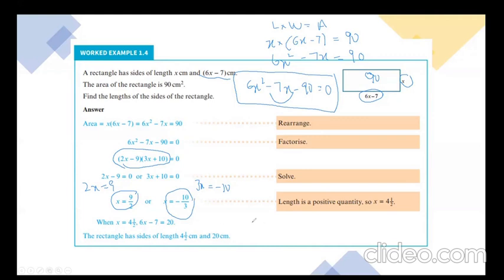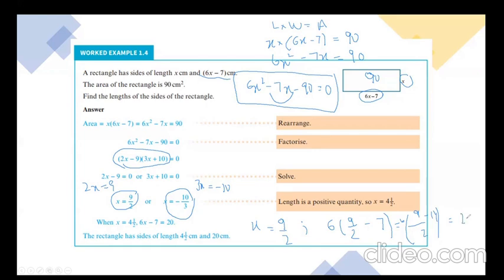So we know that when x equals 9 by 2, the second value is 6 into 9 by 2 minus 7. So this equals 6 times 9 divided by 2, 9 minus 14. So this equals 20 centimeters.